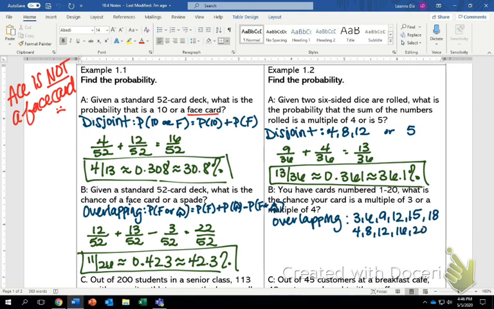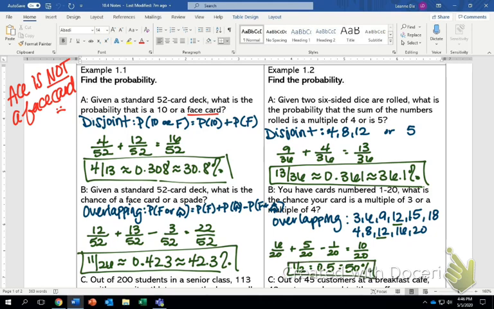So when I start writing my formula, I have 6 out of 20 multiples of 3. Add that to my 5 out of 20. And then I have only one number that is the same in each group. And so I'm going to subtract 1 over 20. This should give me a 10 out of 20, which is the same thing as 1/2 or 50%.